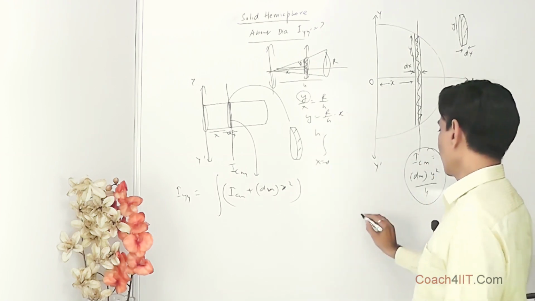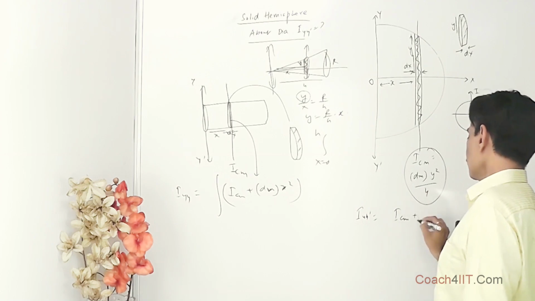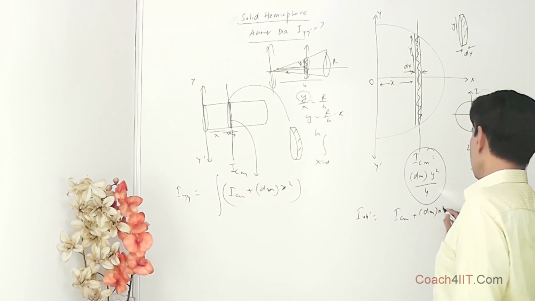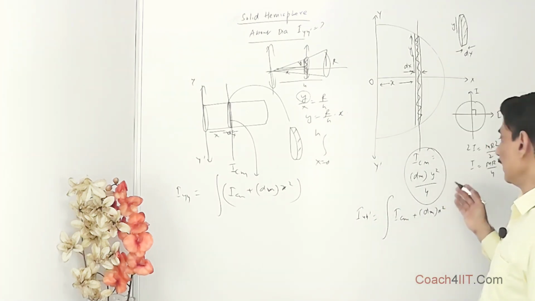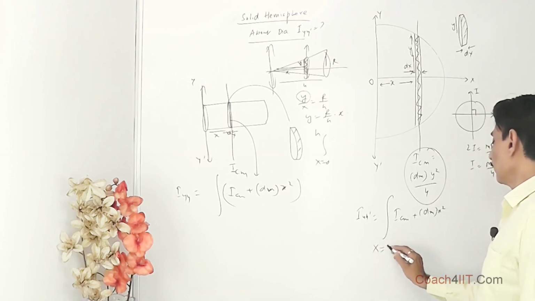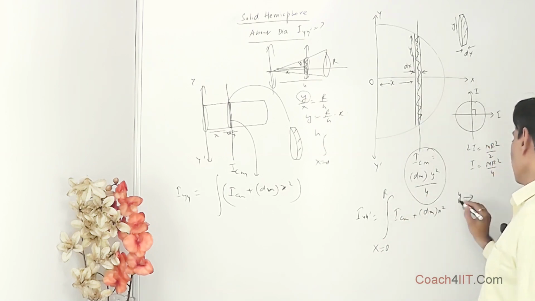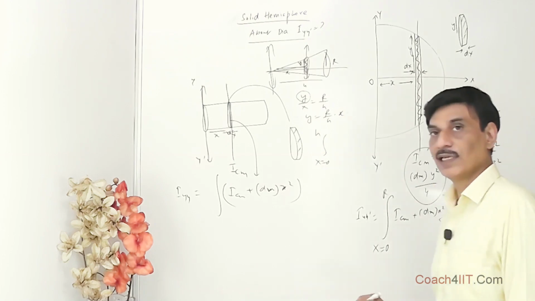Then we use the parallel axis theorem, that is Iyy' is equal to ICM plus dm into x square, and then we'll integrate. If there are two variables y and x, and we intend to integrate from 0 to r, then we'll put y in terms of x, substitute over here, take the limits, and we'll get the answer.